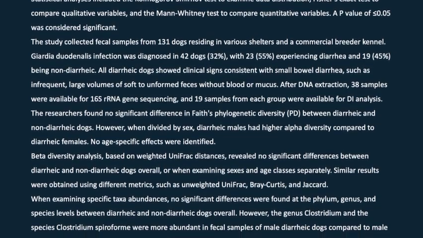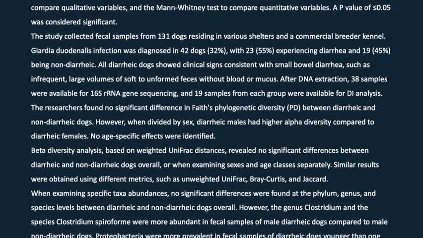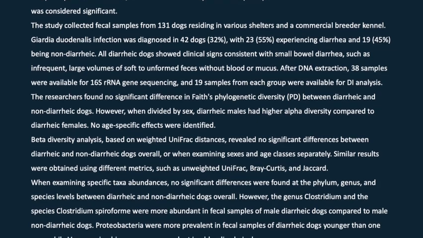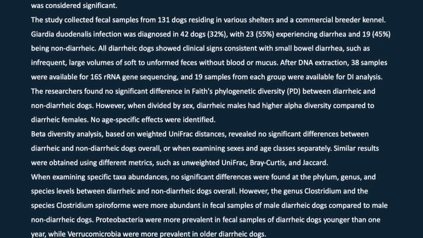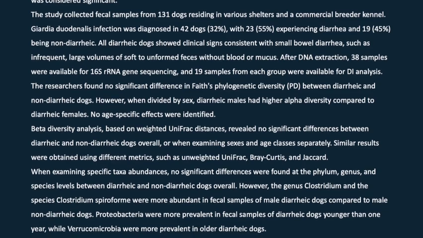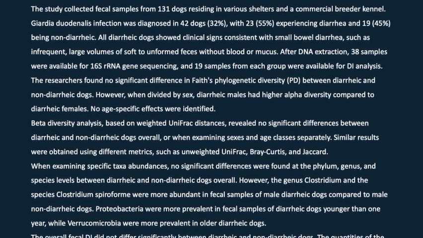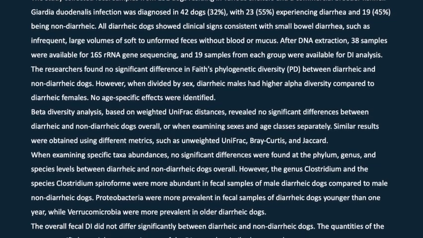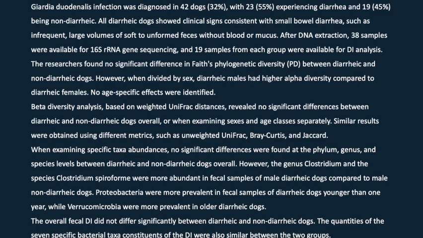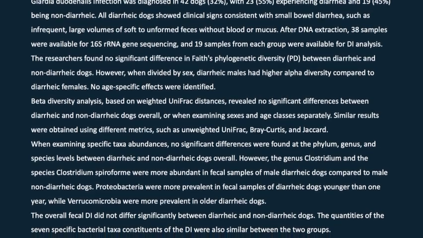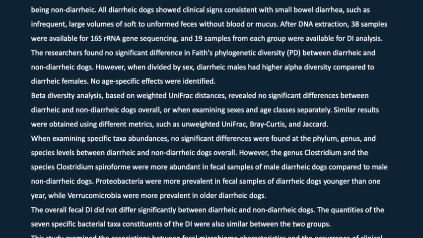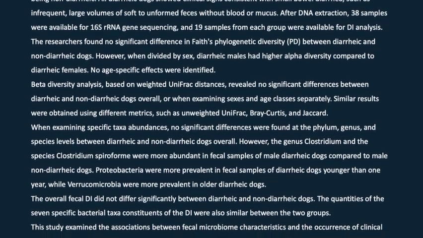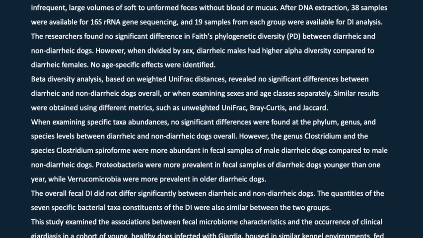and 19 samples from each group were available for DI analysis. The researchers found no significant difference in Faith's phylogenetic diversity, PD, between diarrheic and non-diarrheic dogs. However, when divided by sex, diarrheic males had higher alpha diversity compared to diarrheic females. No age-specific effects were identified. Beta diversity analysis, based on weighted UniFrac distances, revealed no significant differences between diarrheic and non-diarrheic dogs overall, or when examining sexes and age classes separately. Similar results were obtained using different metrics such as unweighted UniFrac, Bray-Curtis, and Jaccard.